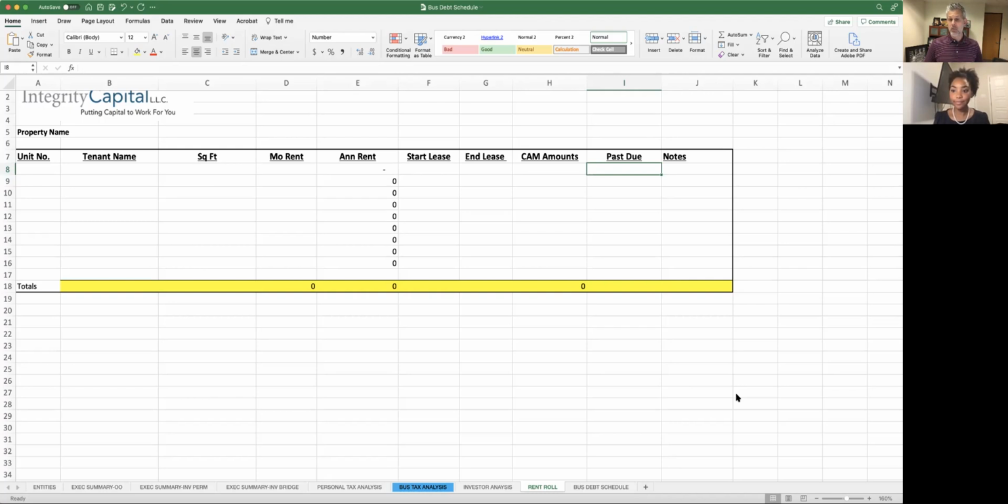So the CAM amounts, which means common area maintenance, typically speaking, this is mostly applicable for retail centers. Retail centers are going to have what's called triple nets or CAMs. I won't go into too much detail because you'll learn about it, but there's several kinds of leases. A triple net, I think it's the landlord pays for everything. Yep, good job.